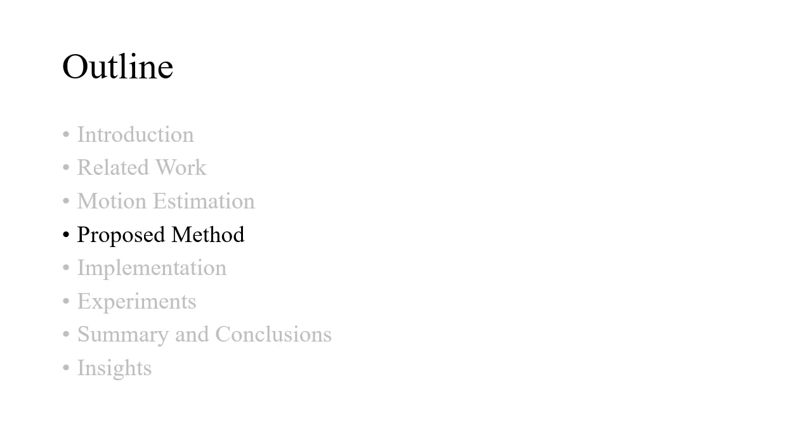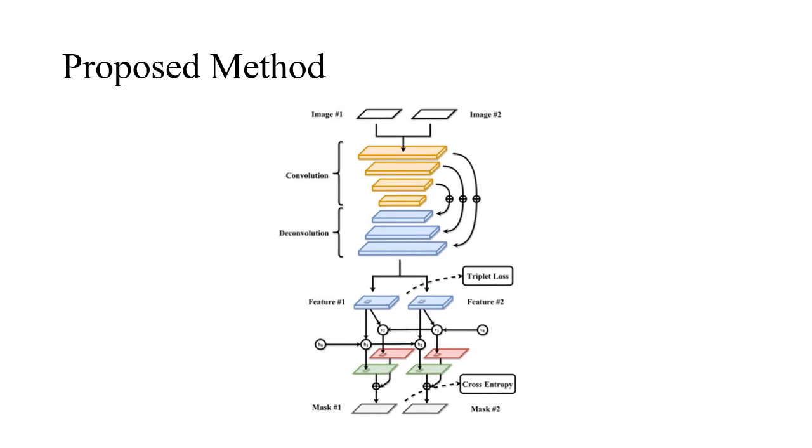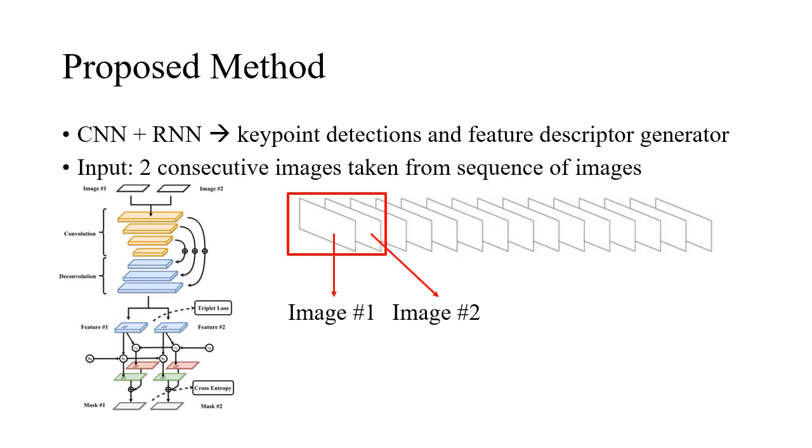Now we'll get into the proposed method. And this is the overview of the proposed method. As mentioned before, this paper combines CNN and RNN to learn how to obtain the key points and their feature descriptors from a sequence of images. The input will be two consecutive images taken from a sequence of images, which will be denoted as image 1 and image 2.